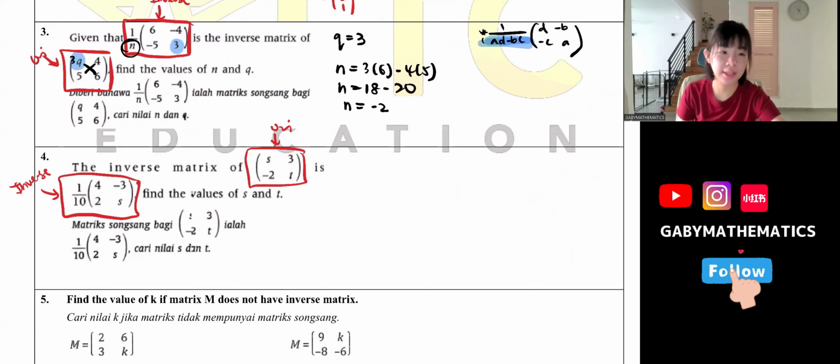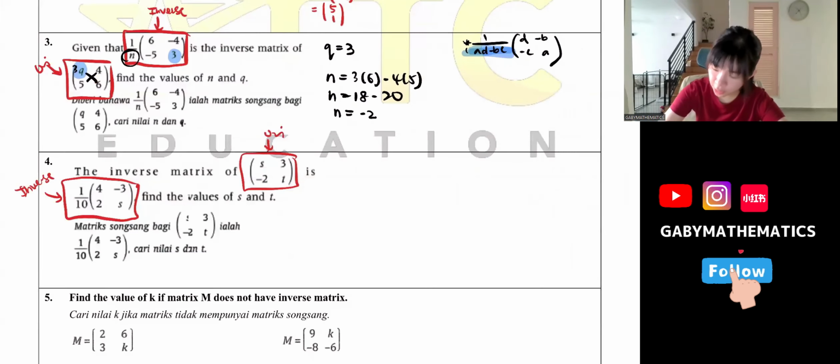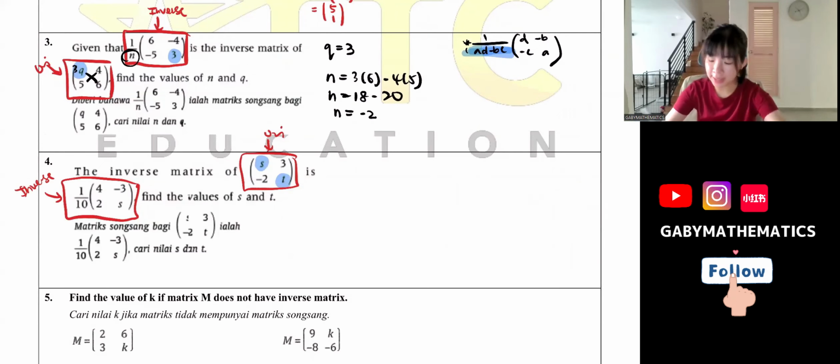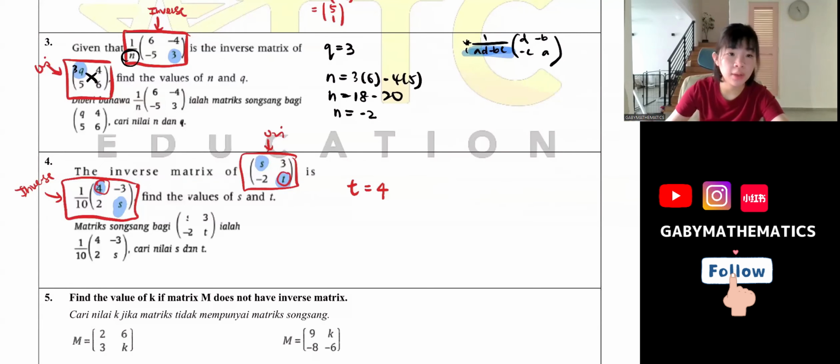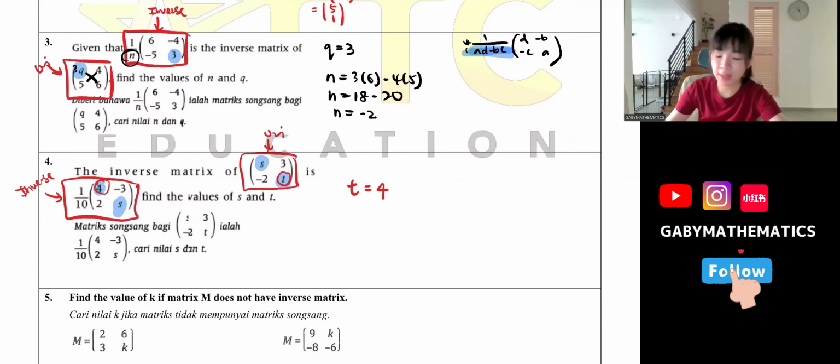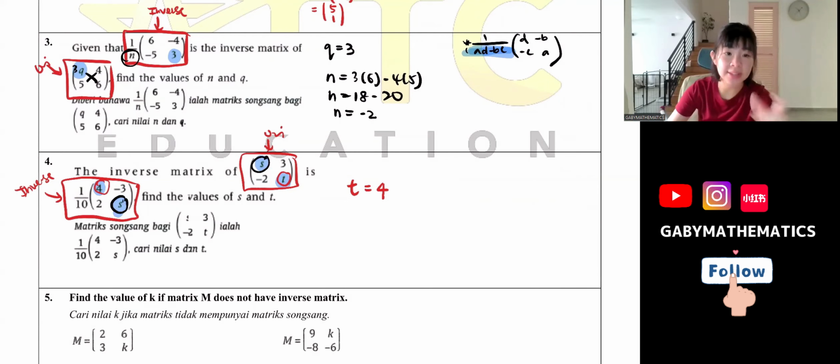I think you can tell T in 2 seconds. You just compare with the original. This is AD. When we do the inverse, we flip it to DA. So T is 4. Then how about S? From here, we can't tell S like the AD, because A is S. When we flip, the S is still S.